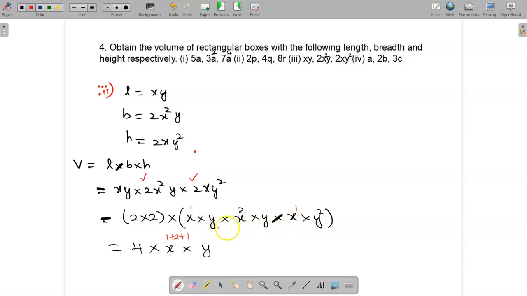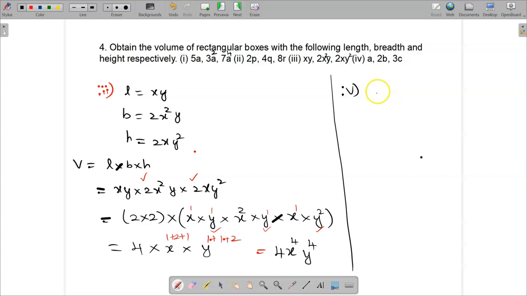Since we have 3 times x value, you can write it only one time. Just add the power value 1 plus 2 plus 1. Similarly, how many times is y occurring? 3 times it is occurring. Only one time you can write it. Just add the power. Here it is 1, here it is 1, here it is 2. So 1 plus 1 plus 2. So what is the constant? 4. And then what about the power of x? 1 plus 2 plus 1, it is 4. And then y, power is 1 plus 1 plus 2, it is 4. So the answer is 4 x power 4 y power 4. That is the answer for the third problem.